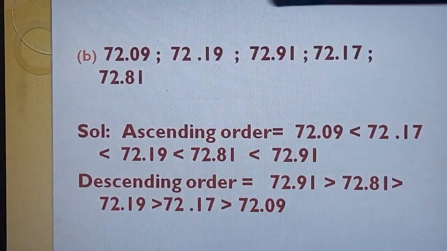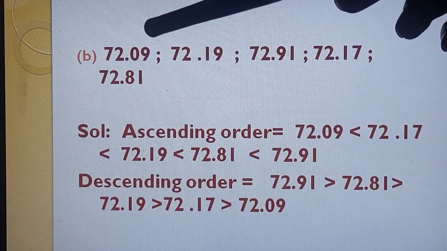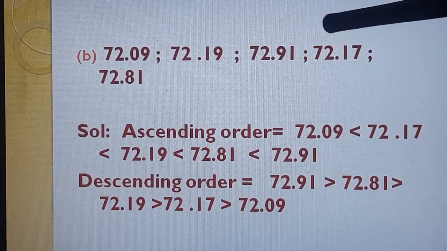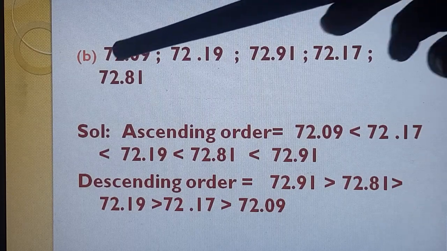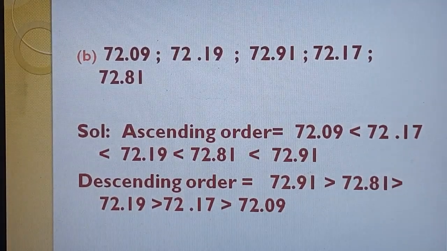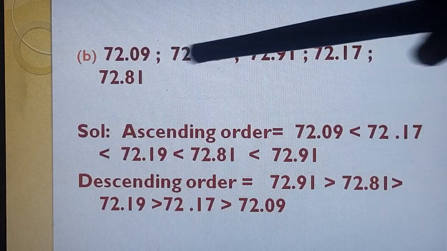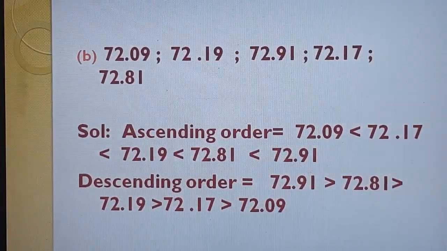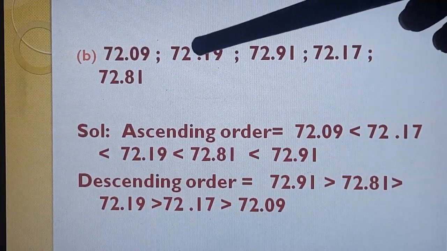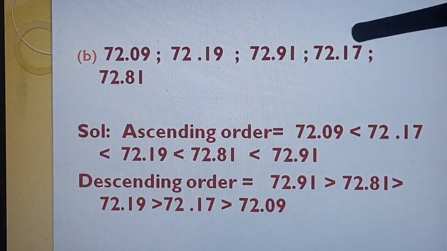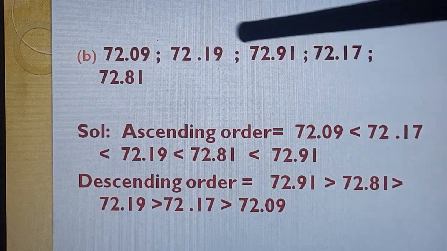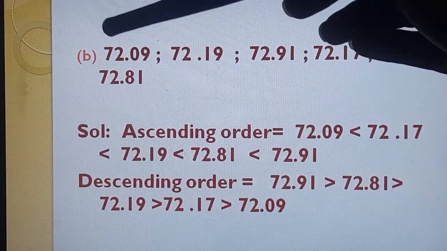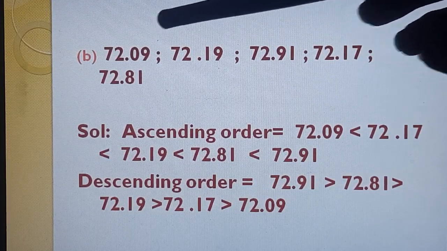Now B part: 72.09, 72.19, 72.91, 72.17, 72.81. So 72, the whole number part, is the same in all. So we have to check the decimal part now. For ascending order, smaller to bigger. Decimal 0, decimal 1, decimal 9, decimal 1, decimal 8. So the smaller one is decimal 0. So our first number in ascending order will become 72.09.